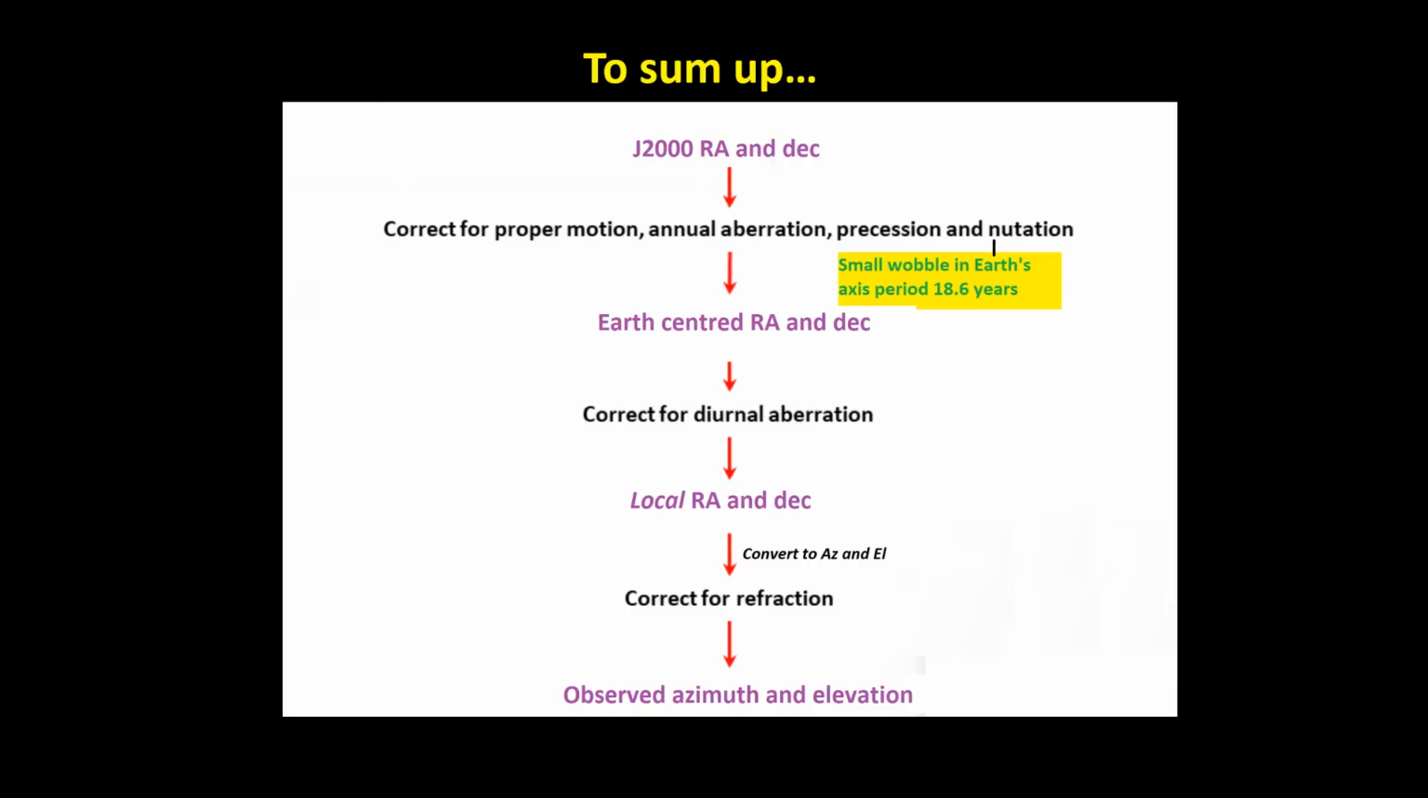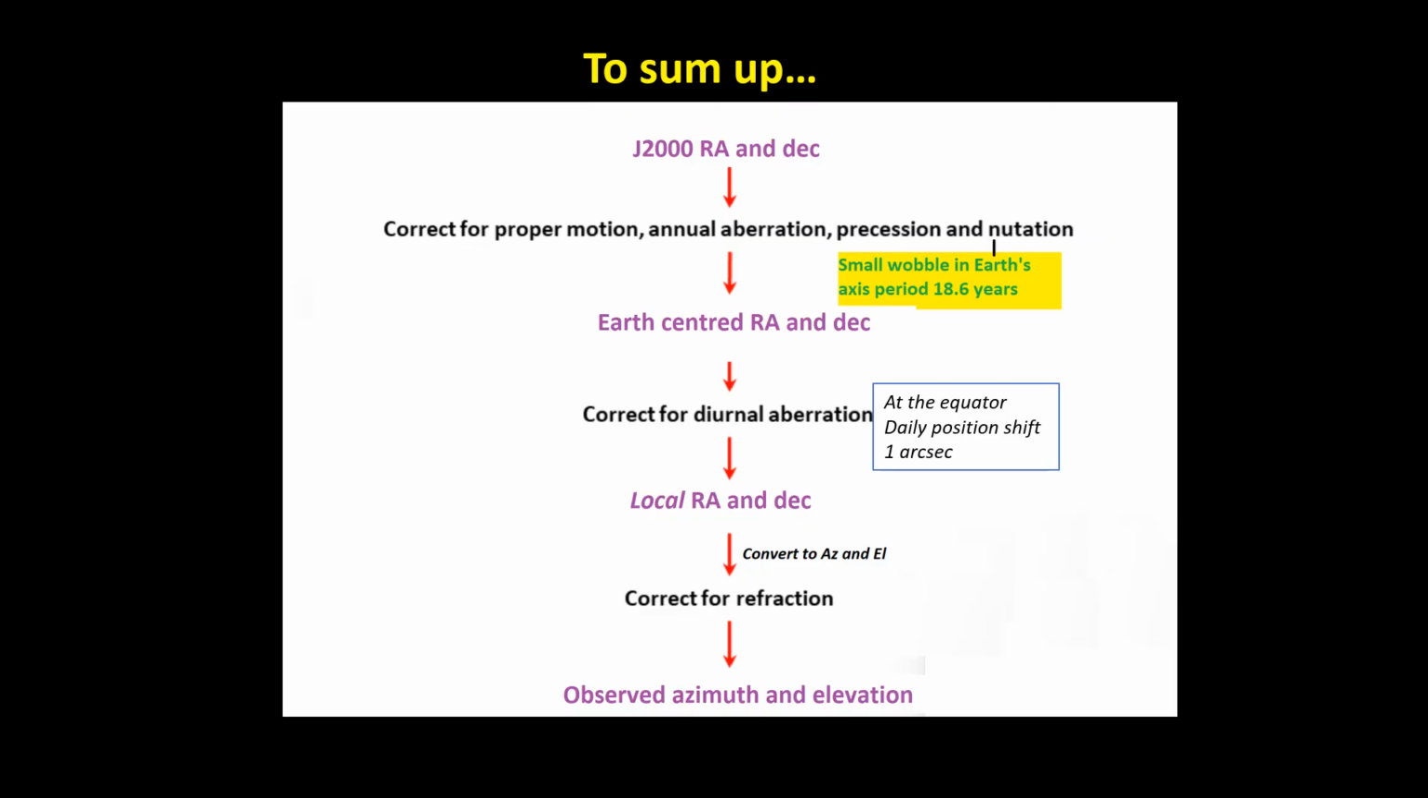So to sum everything up, if we start with the J2000 coordinates in a catalogue, we need to correct for proper motion of the star, stellar aberration, precession, and something we've not talked about before, but it's a small wobble in the Earth's axis over a period of 18.6 years called nutation. Relatively small effect. This gives us the coordinates if the star was observed at the centre of the Earth.